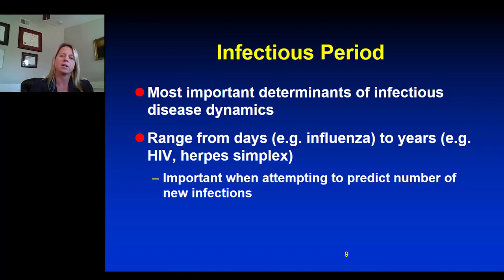So the infectious period is one of the most important determinants of infectious disease dynamics. It can range from days, as in the case with flu, to years, as in the case of people who are untreated with HIV, but also could occur with things like herpes simplex that have a circulating sort of pattern of infectiousness.